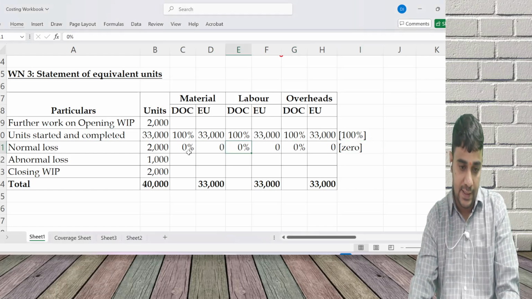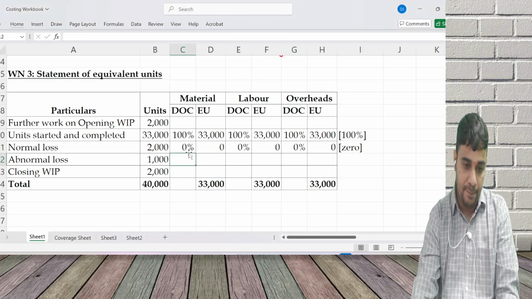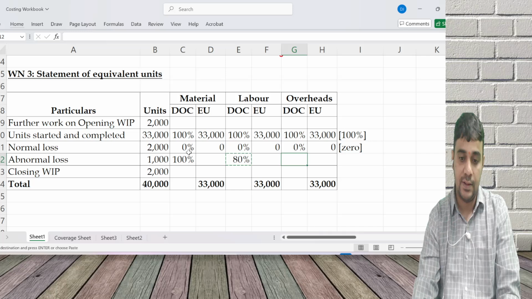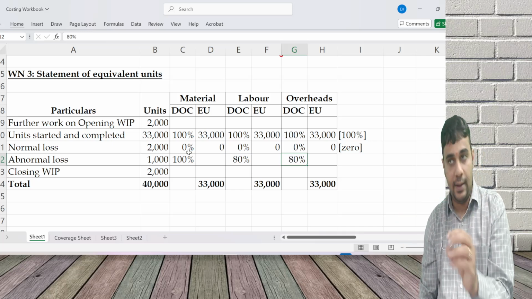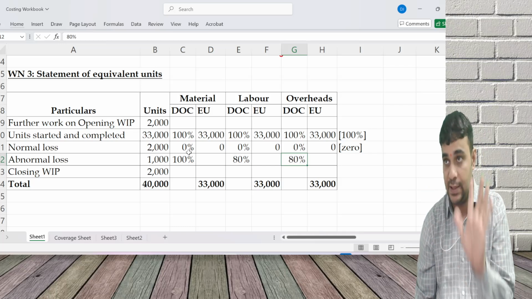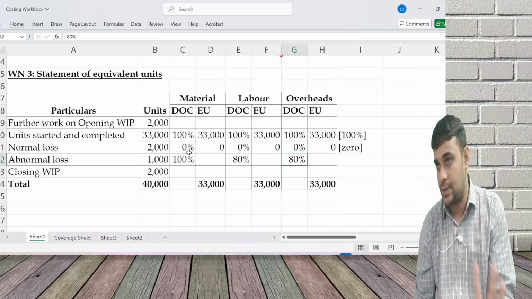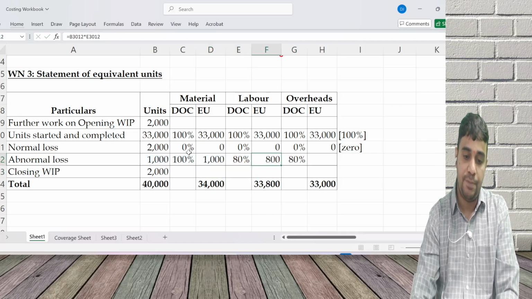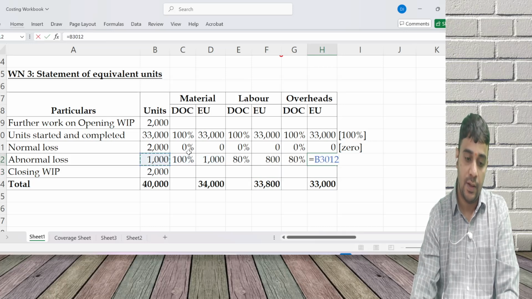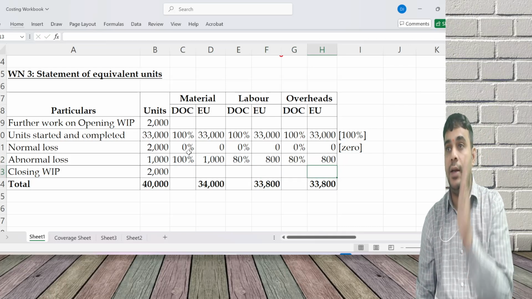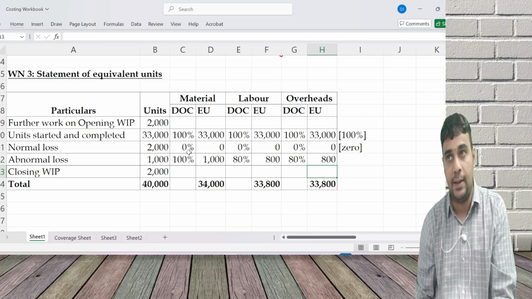So the concept says you write 100%, 80% and 80%. I don't want you to write this until I have explained it once, a second time, a third time, then only you write. So please be in lesson mode. It involves a little bit of extra calculation. What is equivalent units? 1000 into 100%, 1000 into 80%, 1000 into 80%. Now my denominator for cost per unit will be 34,000, 33,800, 33,800. I am yet to complete it.